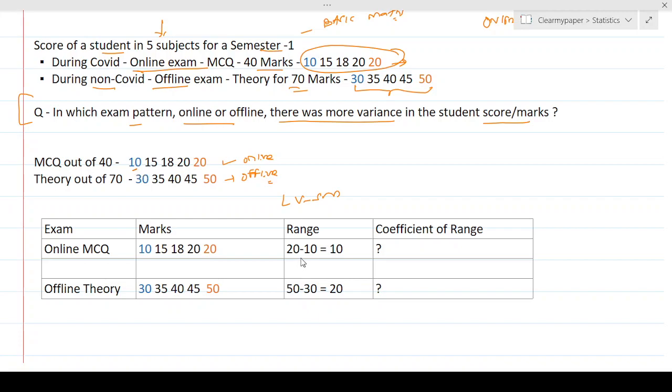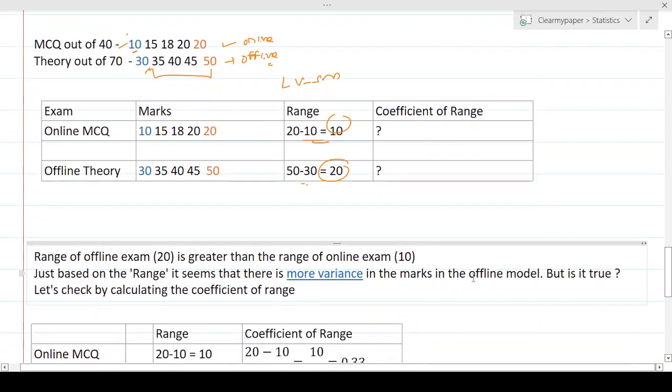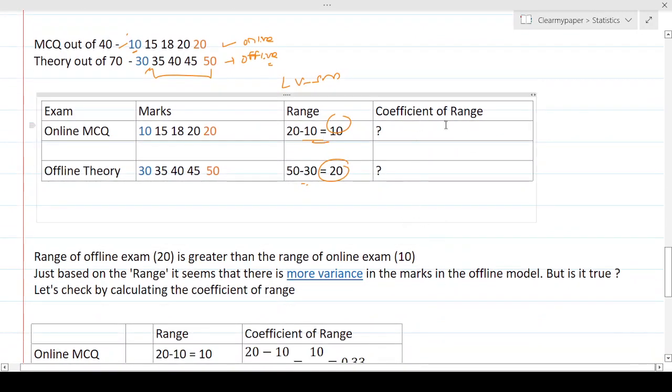So we just compute 20 minus 10 in this case, which is equal to 10, and in this case 50 minus 30 is equal to 20. So we have these values. I've not computed the coefficient of range; we're just talking about the absolute measure, which is the range.